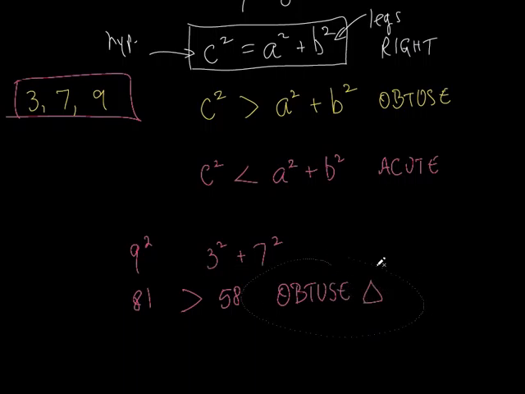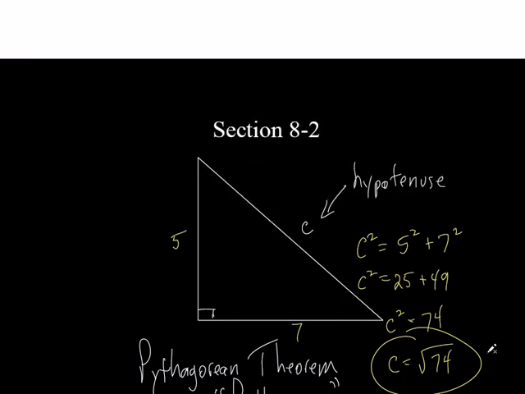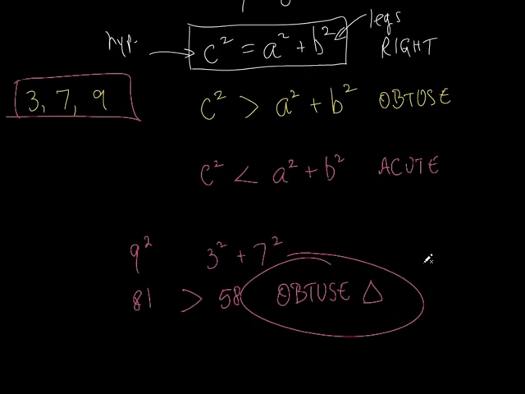That's the kind of stuff they're going to ask you. They're going to say, find the missing side using the Pythagorean theorem. And then you're going to have another section of problems that ask you, is it right, is it obtuse, or is it acute? Let me give you some problems to do, and then you can go on your merry way.